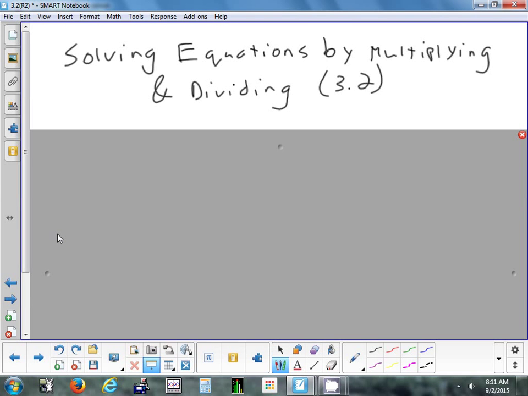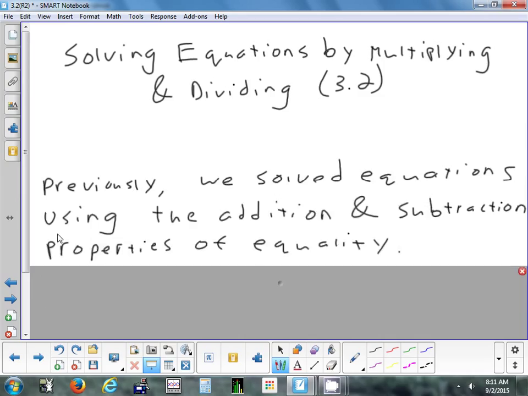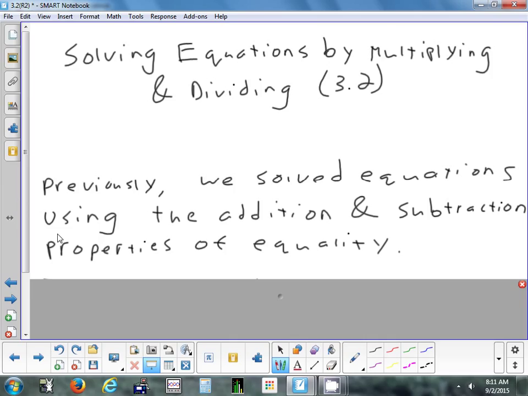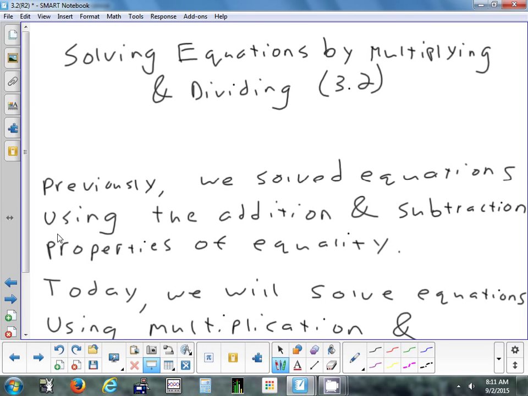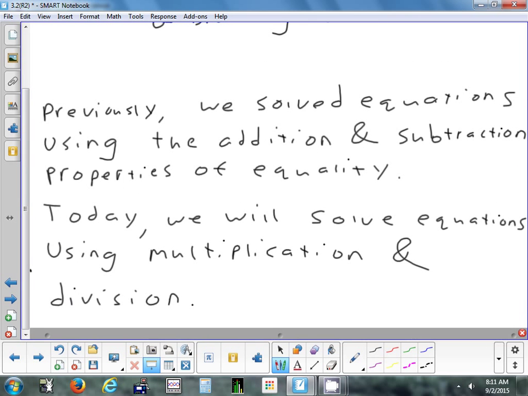Okay, so yesterday we looked at solving equations. One step, either adding or subtracting. Today it's still going to be one step, except it's either going to be multiply or divide. Okay, so this is what I just said. You don't have to write that part down. So that's what we're going to do today.